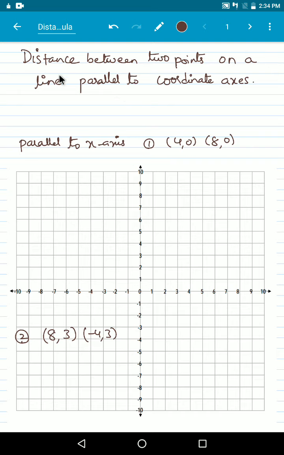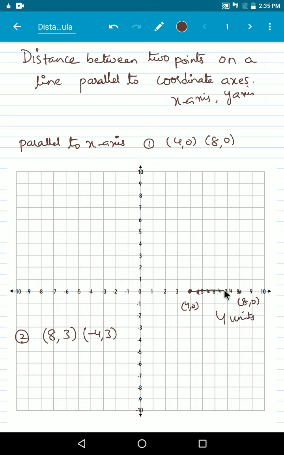So first thing, distance between 2 points on a line parallel to the coordinate axis. Coordinate axis means x axis and y axis, right? So first, let us find the distance between the points which lie on a line parallel to x axis. For example, 4 comma 0 and 8 comma 0. If you plot this, 4 comma 0 is this point, and 8 comma 0 is this point. Now what is the distance between these 2 points? 1 2 3 4. It is 4 units, right?